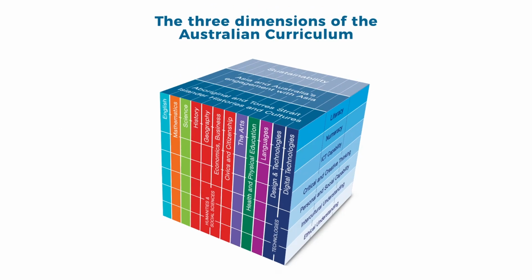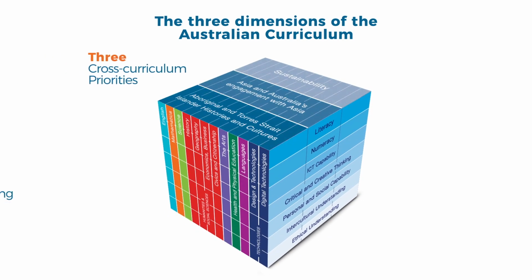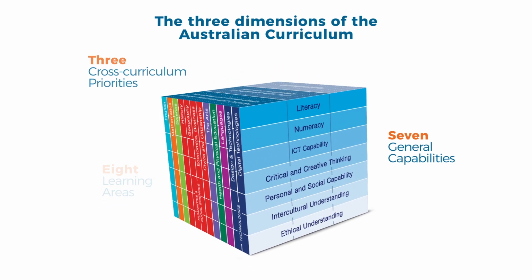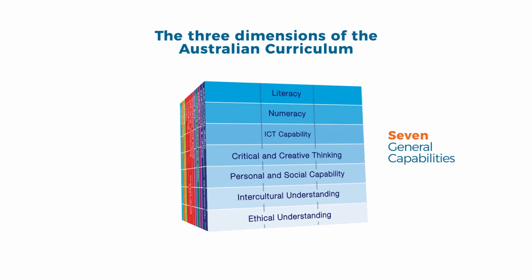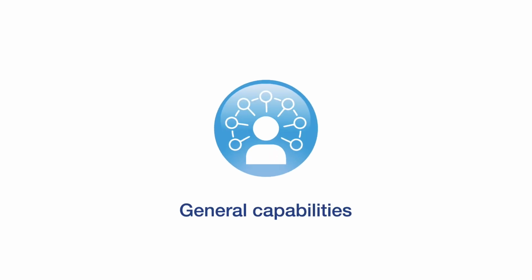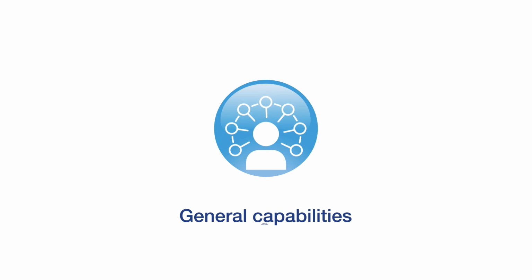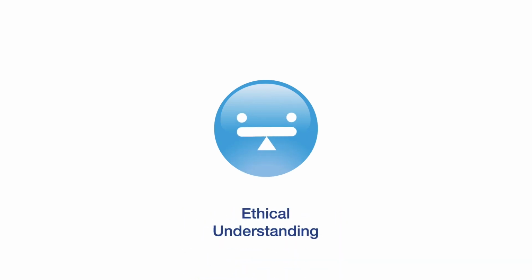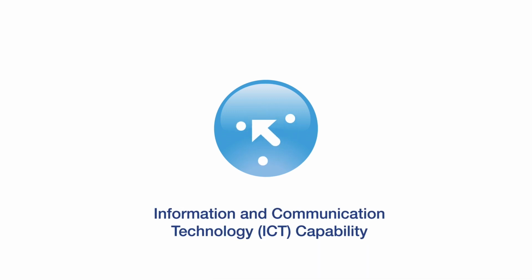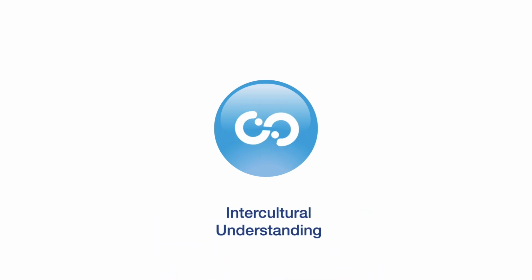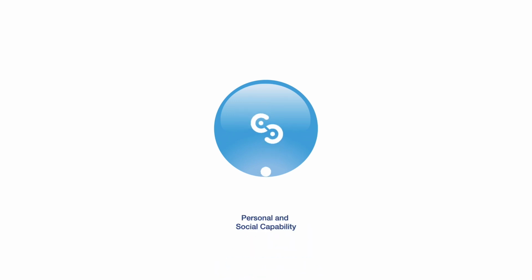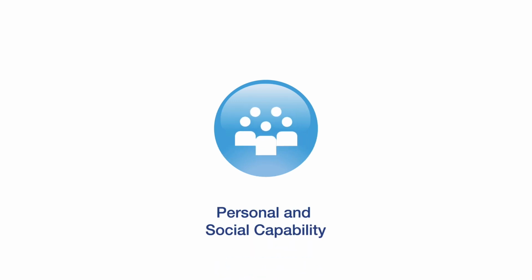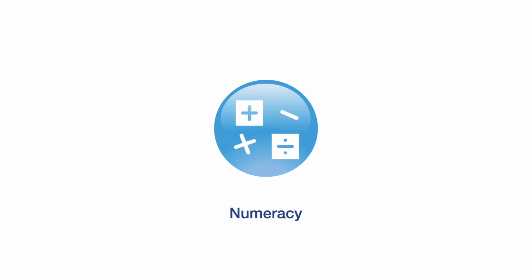The three-dimensional structure of the Australian curriculum enables an integrated approach to teaching and learning. The general capabilities are one dimension of the Australian curriculum. Seven general capabilities are identified in the Australian curriculum: critical and creative thinking, ethical understanding, information communication and technology capability, intercultural understanding, personal and social capability, literacy, numeracy.